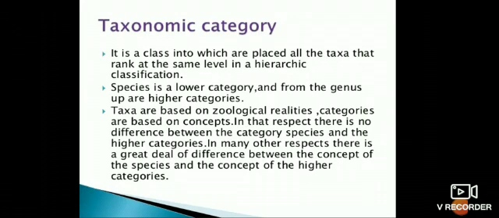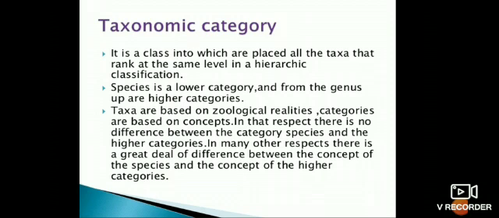Coming to taxonomic category, it is a class into which organisms are placed, all the taxa that rank at the same level in a hierarchic classification. Species is a lower category, and from the genus up are higher categories. So, species is the lowest category, and the higher categories start from genus to kingdom and realm. Taxa are based on zoological realities, categories are based on concepts. In that respect, there is no difference between the category species and the higher categories.